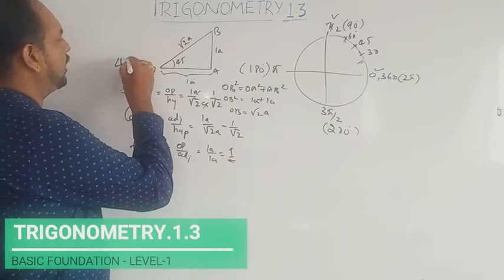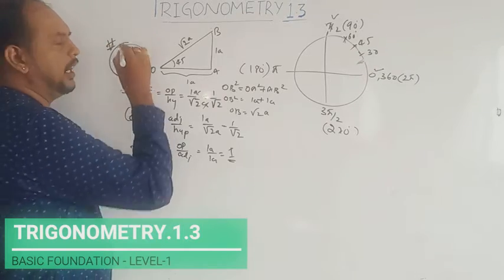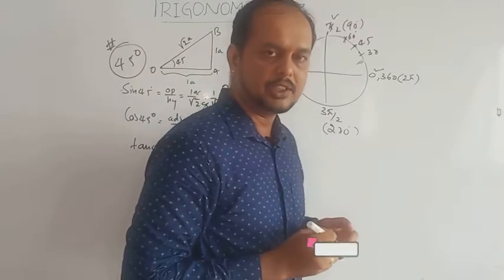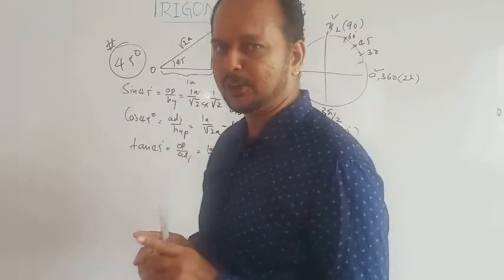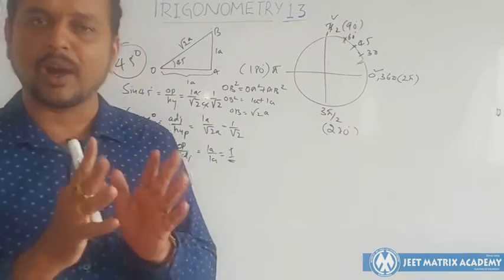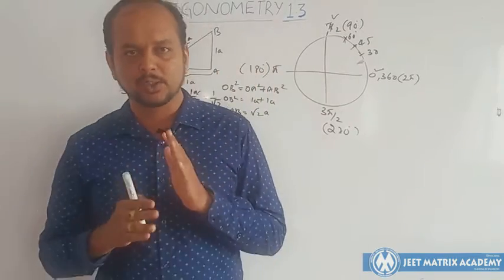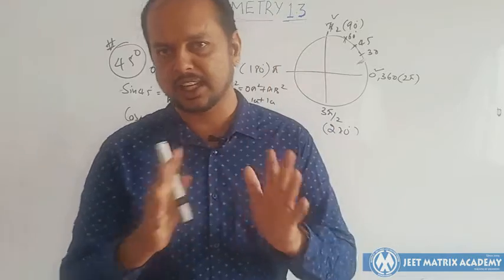So 45 degree is one of the very easiest and you can easily remember. That means sine 45 is 1 by root 2, cos 45 is 1 by root 2 and tan 45 is 1. If you recall it 2-3 times, that is done.